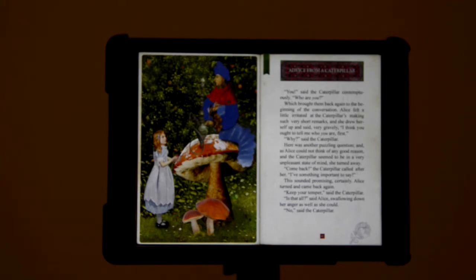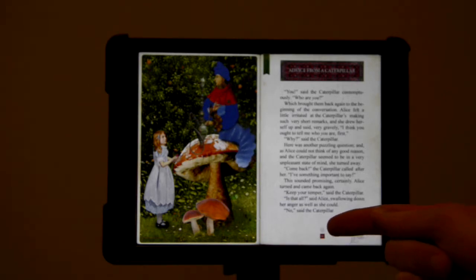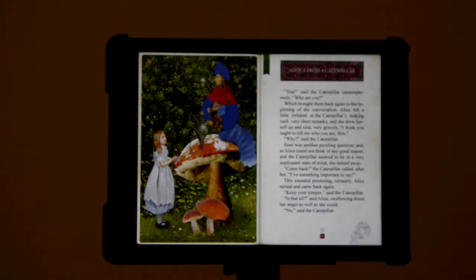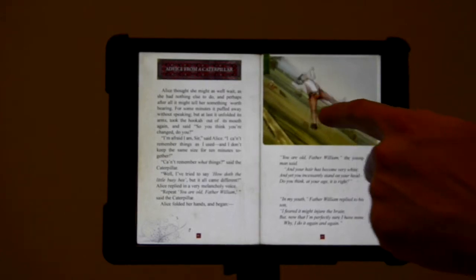"No," said the caterpillar. Here you have a replay button, but on the iPhone it will be here. You see? This is the replay, exactly like this. It will be here. Alice thought she might as well wait, and as she had nothing else to do, perhaps after all it might be worth moving.